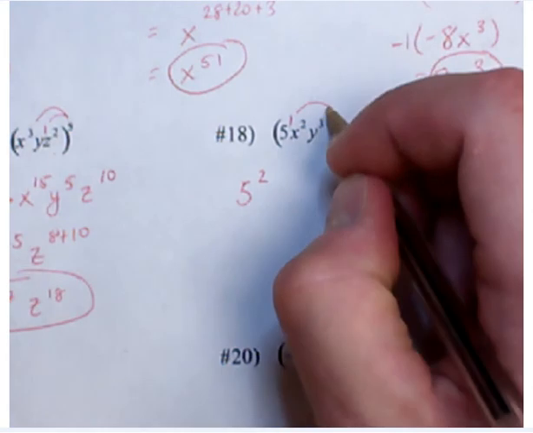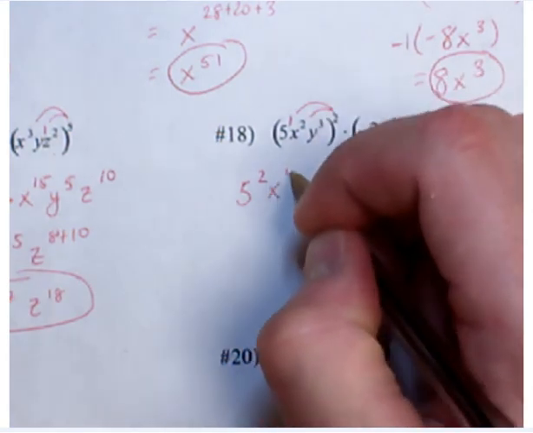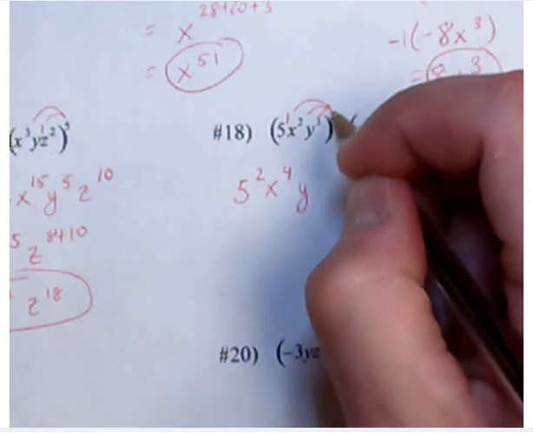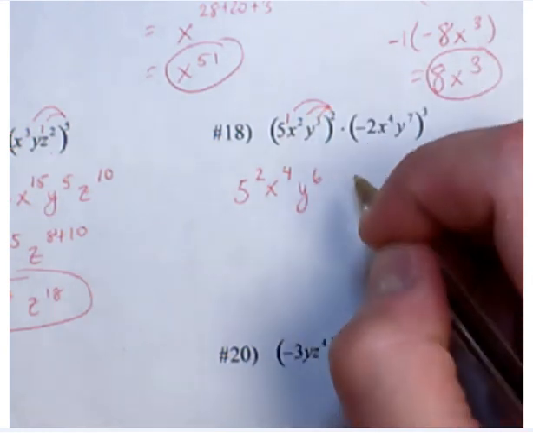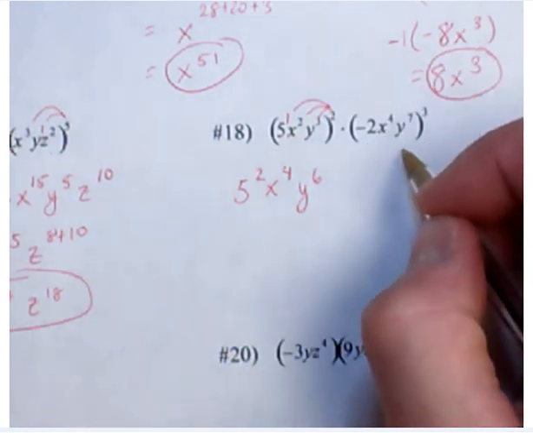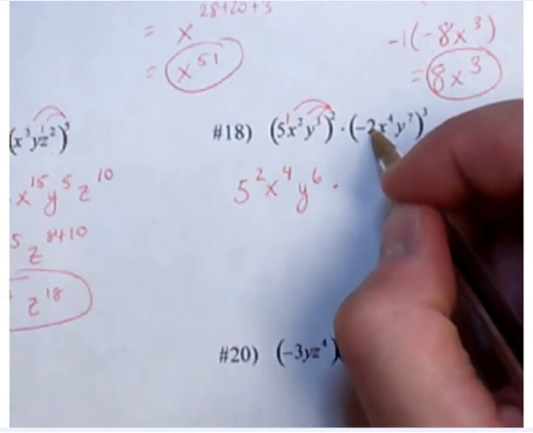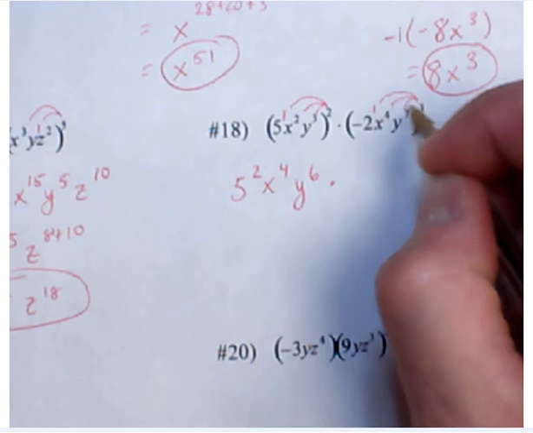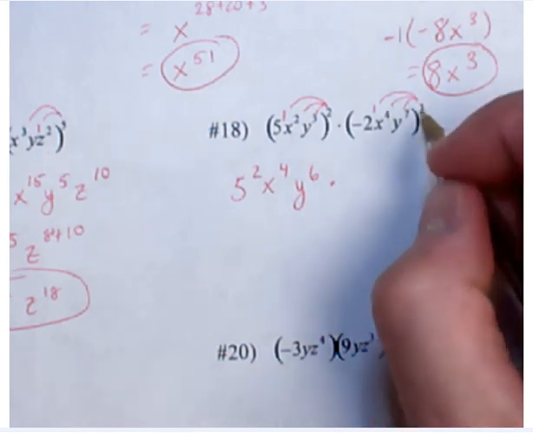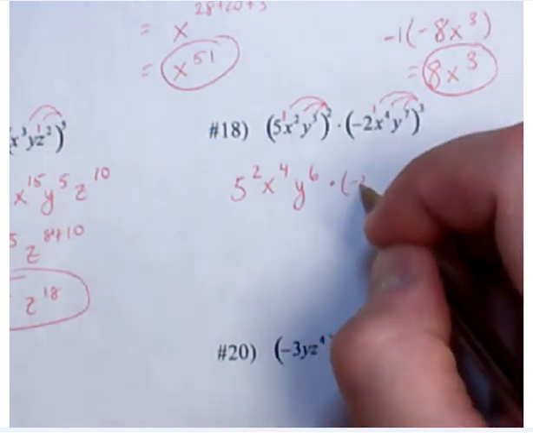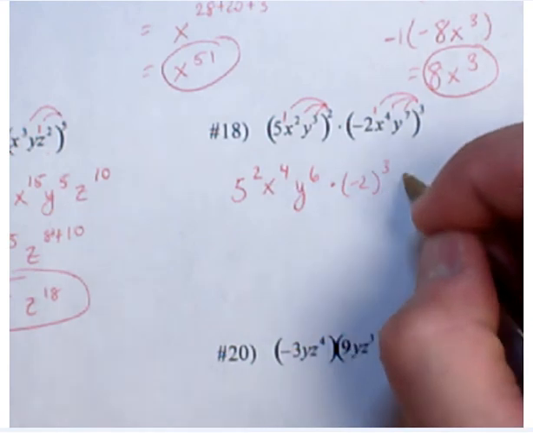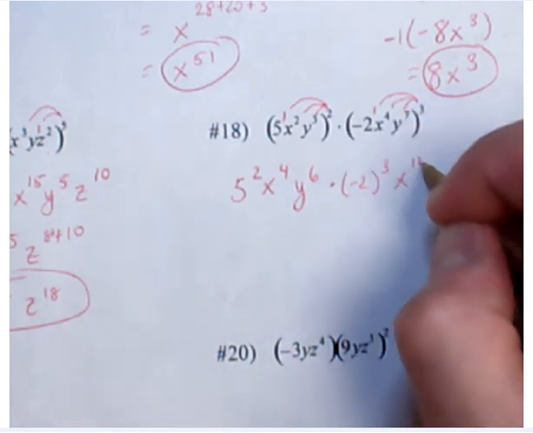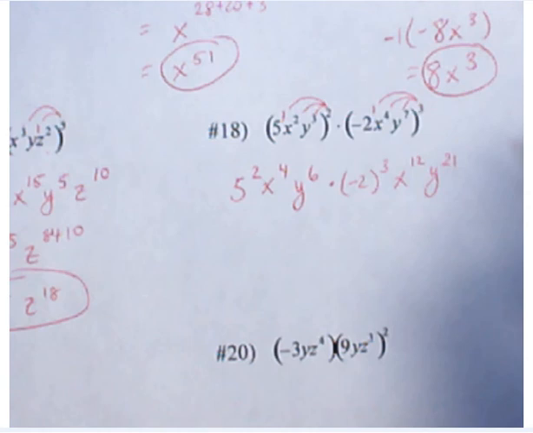And then that's x to the 2 times 2 is 4. Y to the 2 times 3 is 6. And then we move over here. Times. This is negative 2 to the first. We're going to distribute this 3 outside exponent. So that's negative 2 to the third. X to the 3 times 4 is 12. Y to the 3 times 7 is 21.